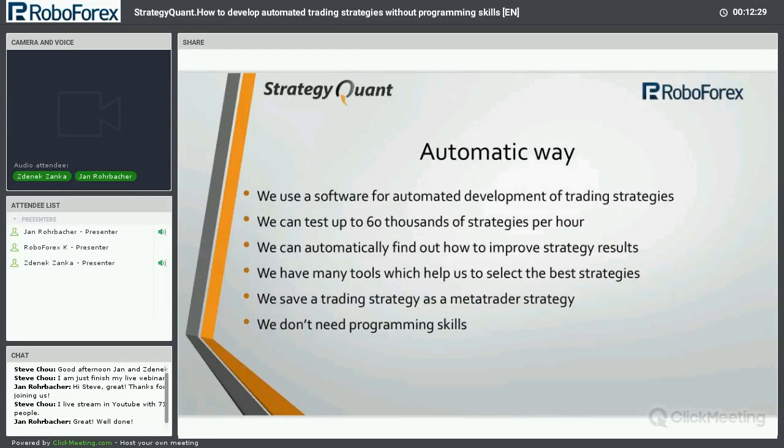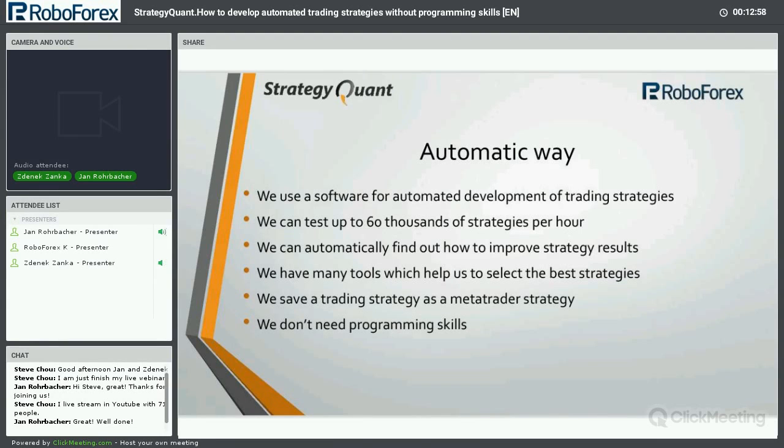And also write the code of so many strategies. It's not possible to do manually. So in an automatic way, we can test millions of strategies every day, every week. We can automatically find out how to develop and how to improve strategy results. And we have many tools which help us to select the best strategies and to measure the robustness of our strategy.